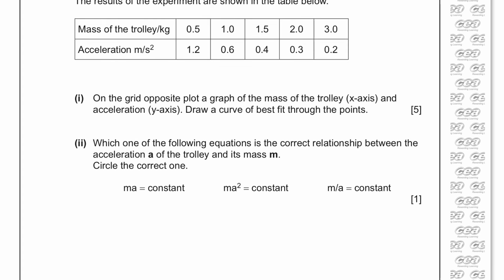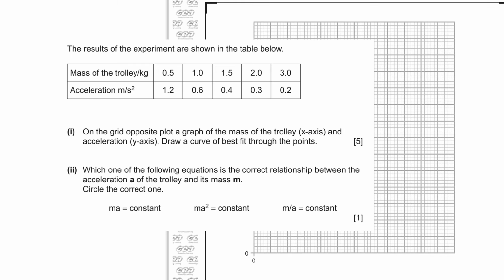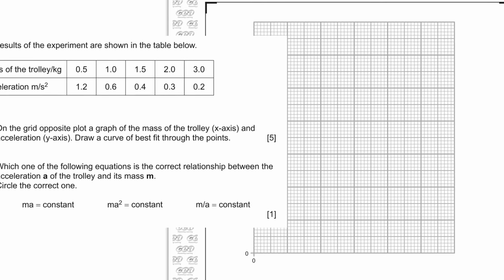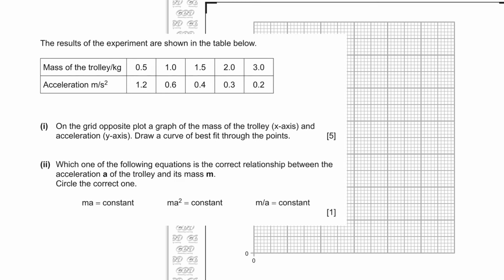On the grid opposite, plot a graph of the mass of the trolley on the x-axis and the acceleration on the y-axis. Draw a curve of best fit through the points. So I brought these results forward so that we can see what we're doing, and we need to plot those now. Obviously we need to set up a scale as well based on what these numbers go to.